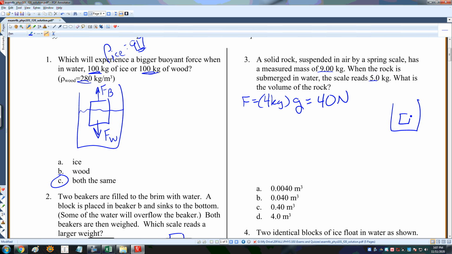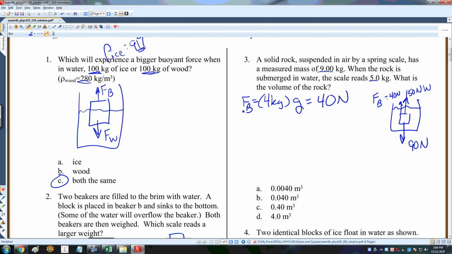That is, this object is suspended such that it reads just 50 newtons in weight. But I know really, that's what the scale reads. I know really that my weight is 90 newtons because it's 9 kilograms. That means that I have this extra 40 newtons, and that is my buoyant force. So the buoyant force is equal to 40 newtons.